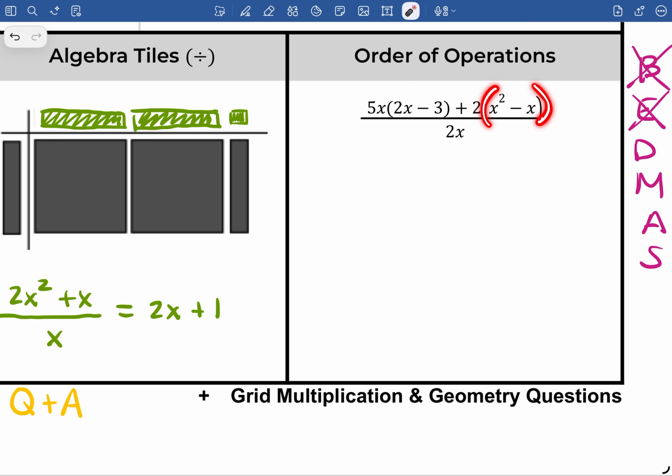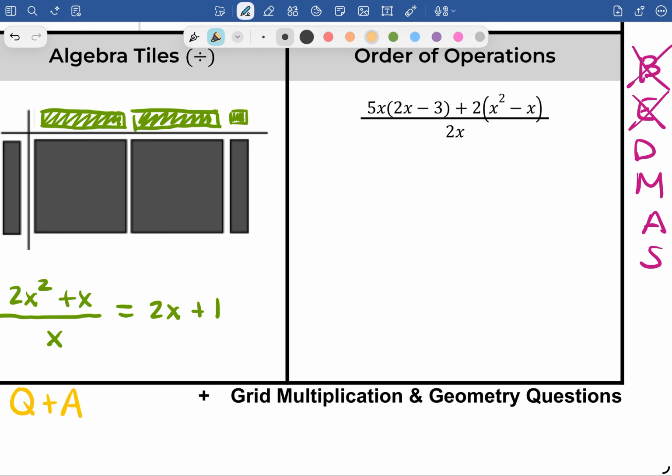Is there anything we can do in the brackets here? No, they are not like terms. Same with exponents. We see this exponent here, but that's the degree of the term. There's not actually anything we can do with it. So we move on to division and multiplication. Technically, we have both multiplication here and division. What should we do first in this case, though?